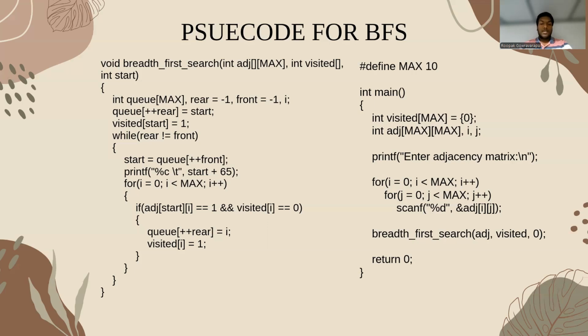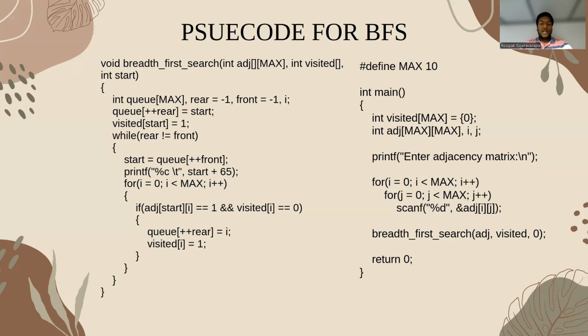Inside the loop, the line start equals q of ++front increments the front value and removes the next available element from the queue, storing it in the variable start. After removing the node, the next line, printf of %c tab, start plus 65, prints the node by converting its numeric index into characters like A, B, C, etc. Next, the line for i equals 0, i less than MAX, i plus plus, starts a loop to check all possible nodes.